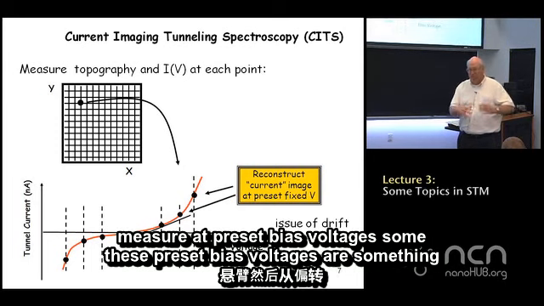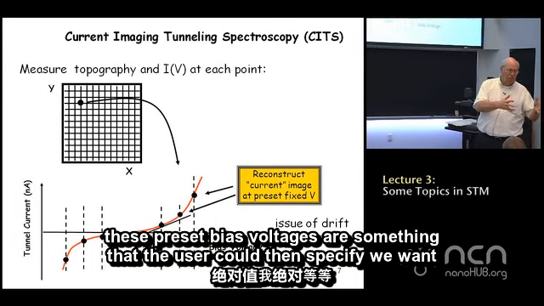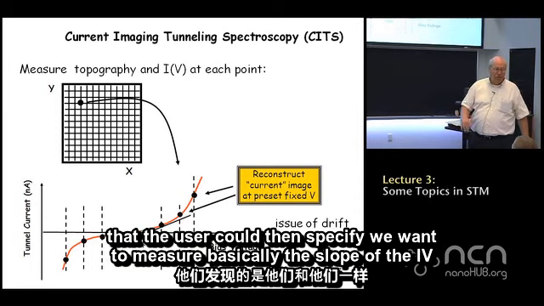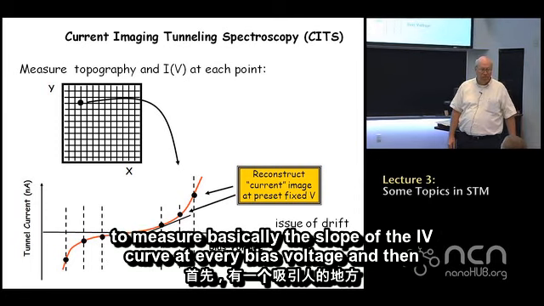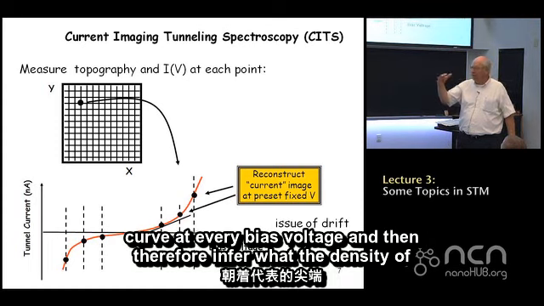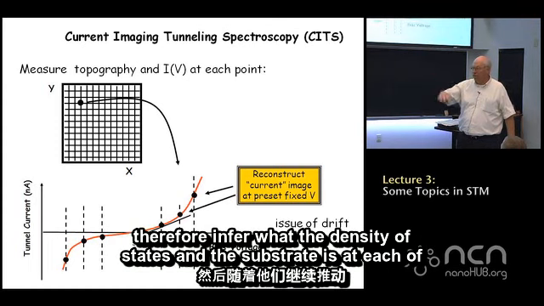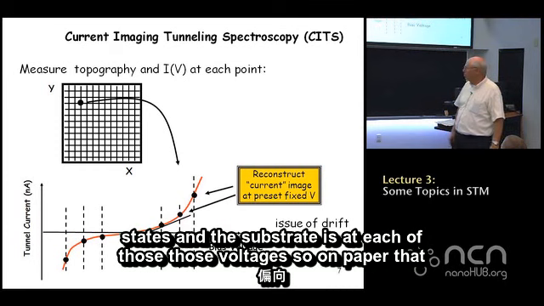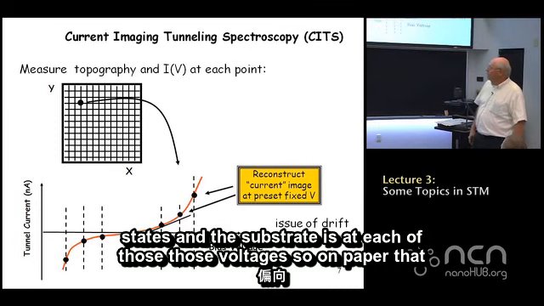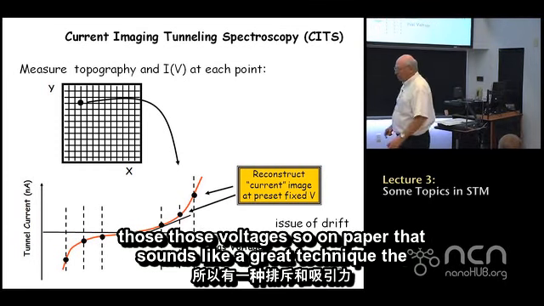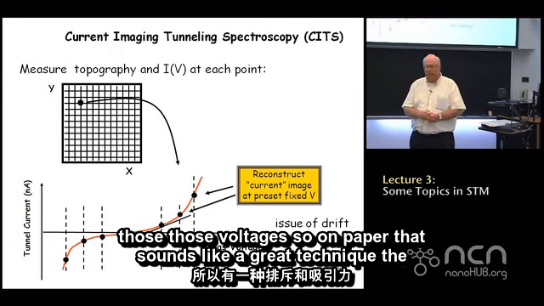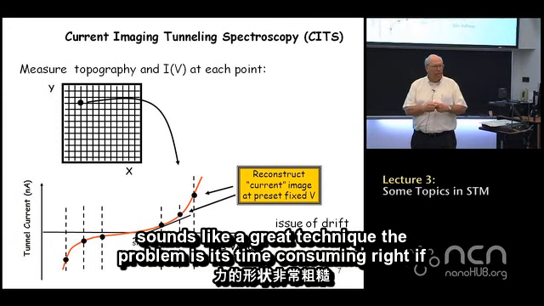These preset bias voltages are something that the user could specify. We want to measure the slope of the IV curve at every bias voltage, and then infer what the density of states of the substrate is at each of those voltages. So on paper, this sounds like a great technique. The problem is it's time consuming, right?